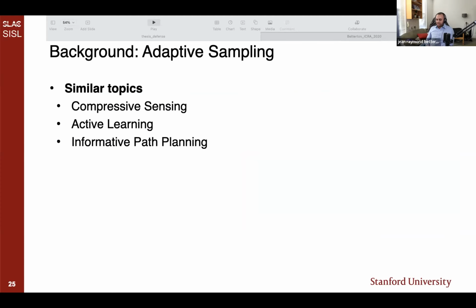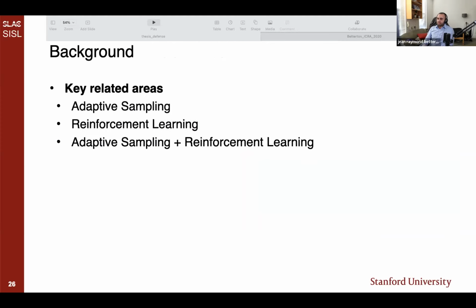Also, I should mention that these areas are very related to adaptive sampling. So for anyone in the audience who's already familiar with any of these topics, these are all closely related. All right, so we've covered adaptive sampling. Next, I will move on to reinforcement learning.